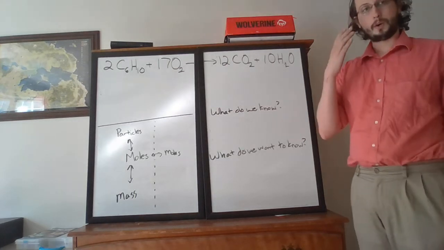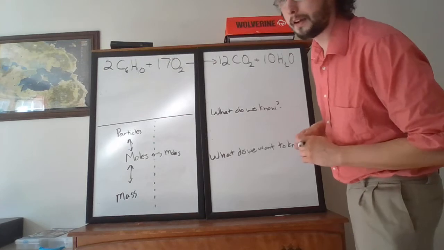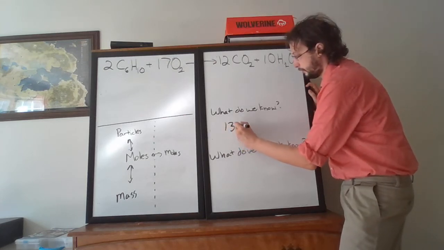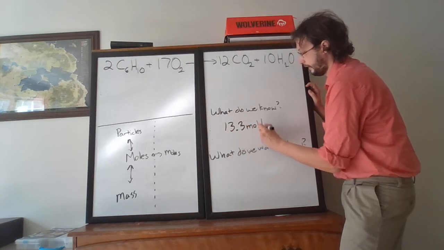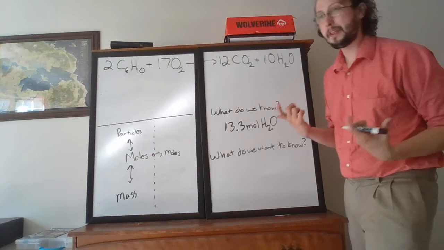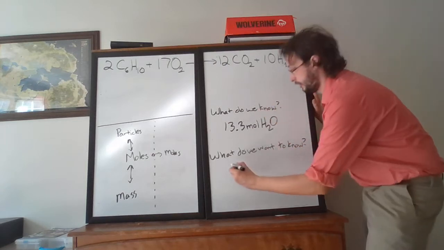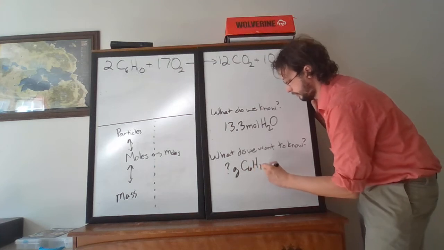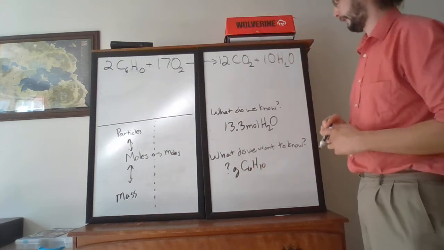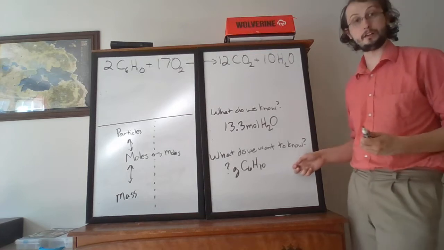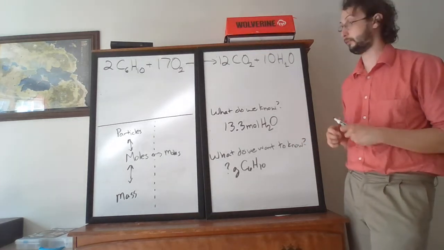Well, to answer that question, let's look for the number. We see that we have 13.3 moles of water. That's what we know. At the end of this experiment, they ended up with 13.3 moles of water. And what do they want to know? They want to know how many grams of hexane burned. Okay, so we now know what we know, and we know what we need to know, and that's the information we need to be able to solve a problem.